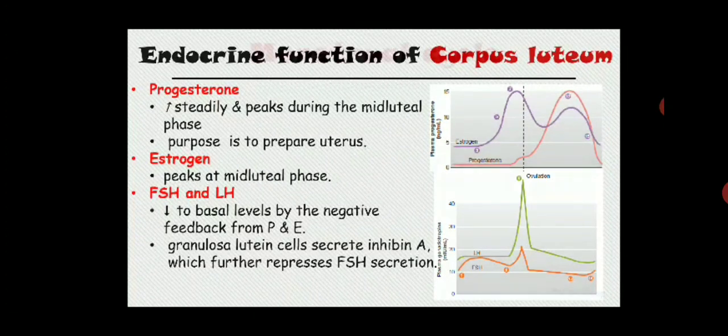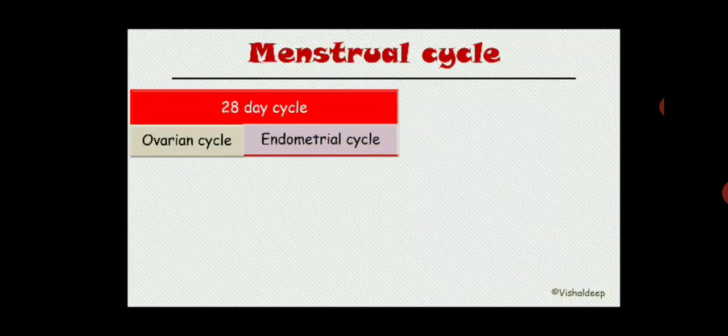Now let's discuss the menstrual cycle. As far as the menstrual cycle is concerned, it is basically a 28-day cycle. In this 28-day cycle, cyclical changes occur inside the ovary. This is known as the ovarian cycle, or the cyclical changes we have already seen, the developmental stages of follicle formation. Another set of cyclical changes happens inside the endometrium of the uterus. This is known as the endometrial cycle.